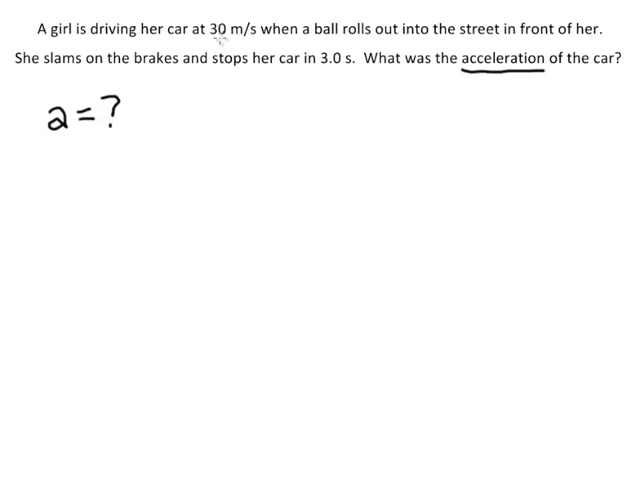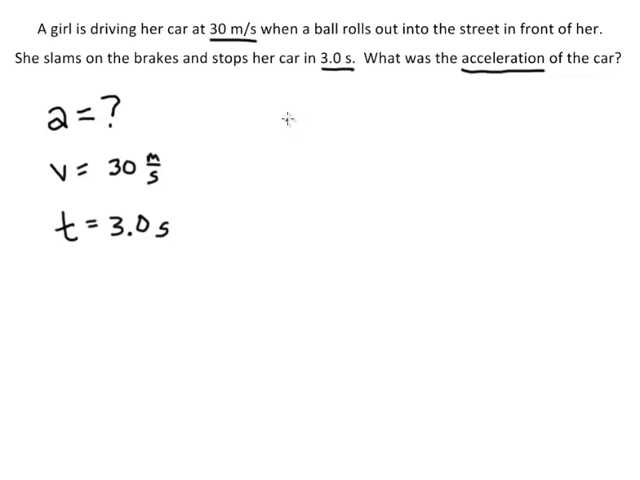Now what do we know? I see 2 numbers here. I see 30 meters per second and 3 seconds. 30 meters per second, by the unit, tells me that our speed is 30 meters per second. Meters per second is a unit of speed. The other one is 3 seconds. Seconds is a unit of time. So I now know 2 pieces of information. I have something that I want to know. I need a relationship between those in order to solve for the acceleration.